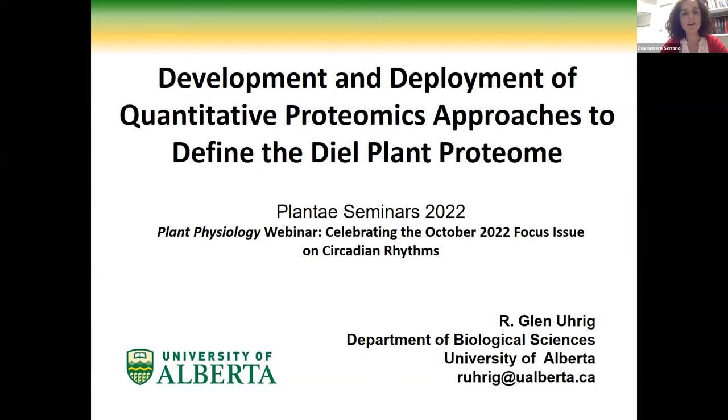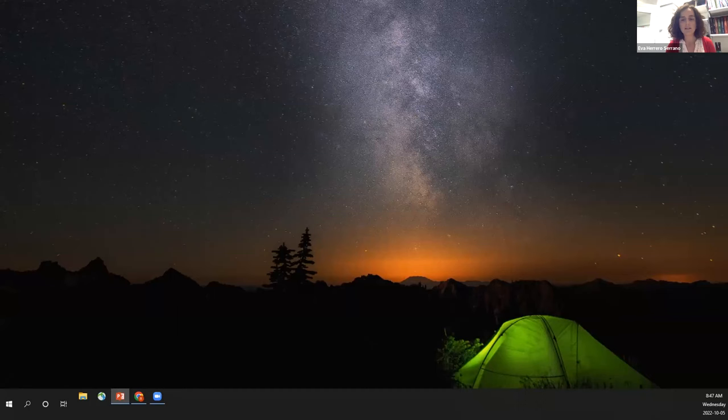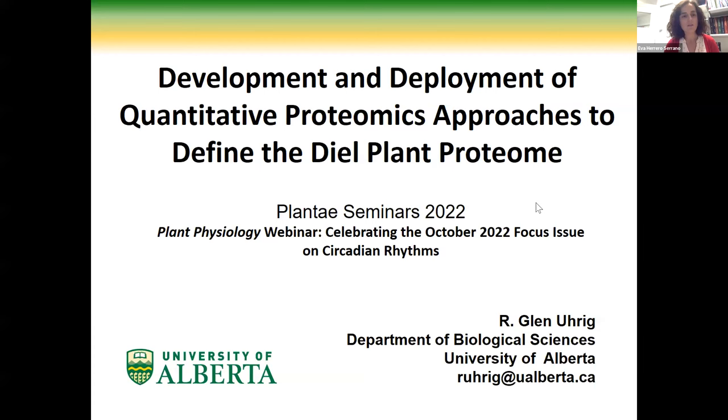So the next speaker now is Glen Uhrig. Glen is an assistant professor in the Department of Biological Science at the University of Alberta in Canada, and his research has focused on understanding cell regulation using quantitative proteomics. In particular, his research looks to connect daily post-translational signaling events to the corresponding post-translational modifications on enzymes that are catalyzing these events. He's also involved in several proteomic communities and proteomic initiatives. So Glen, if you would like to start your talk, thank you.